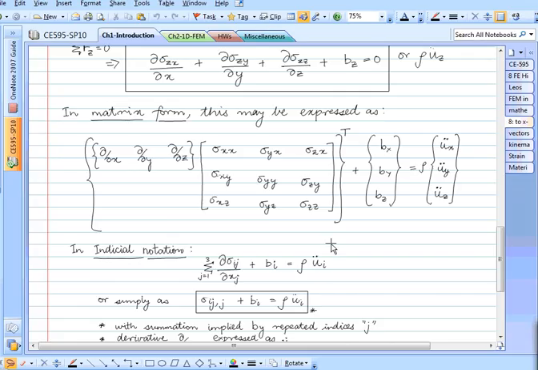If you don't understand this notation, you are welcome to use all the expanded notation. Okay?